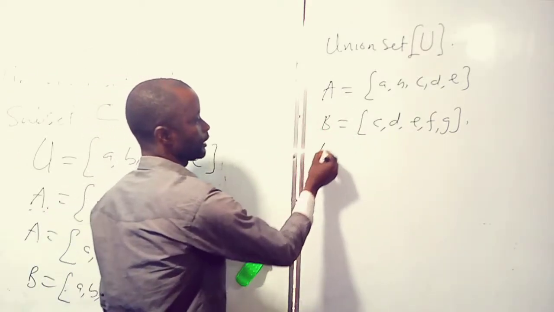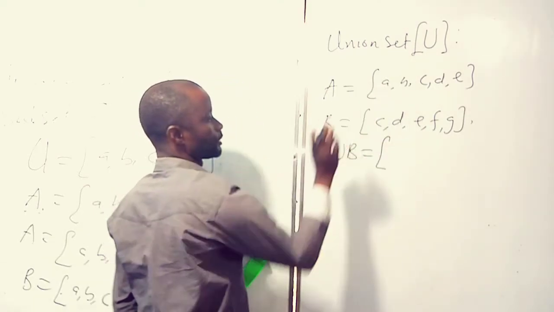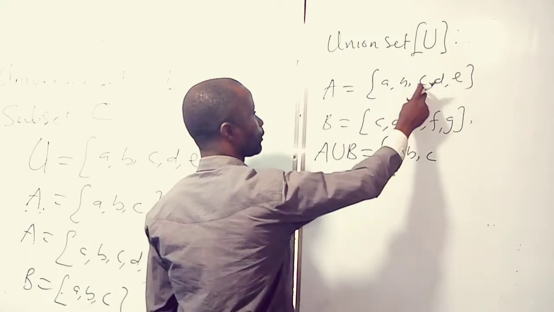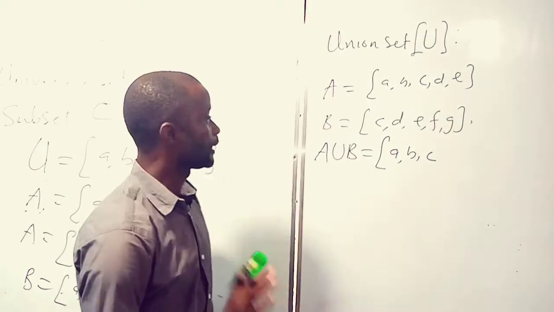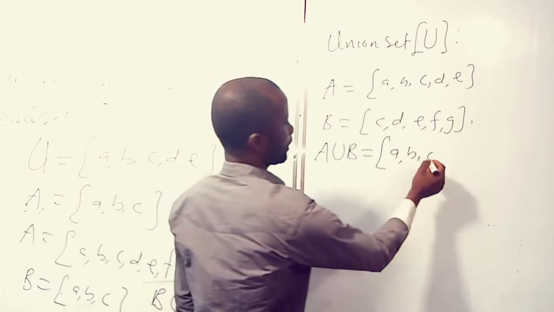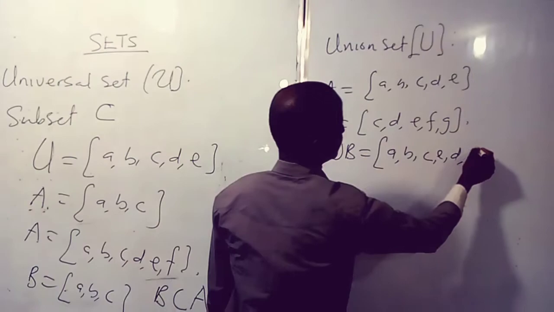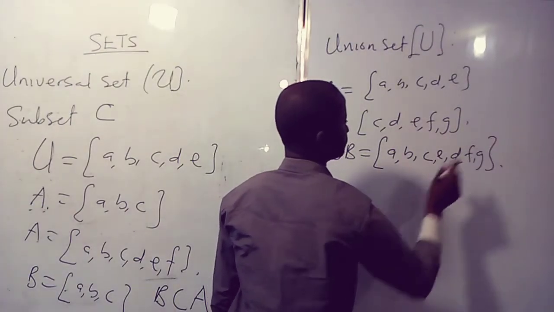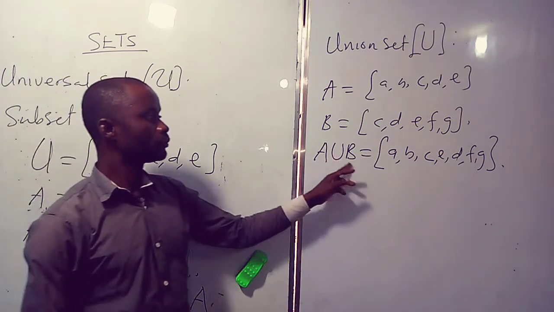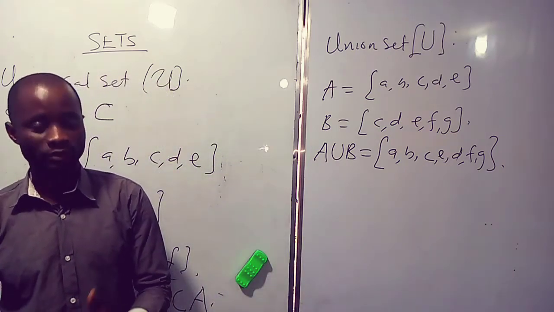That is, you are asked to list all the elements that are present in A and B. From this angle, you can say A union B equals, and then you start from set A: A, B, C. Remember not to repeat elements, because you have C and C here. Just pick one of them. Now you have C, D, E, F, and G without repeating any element. That shows that A union B is the list of all the elements that are present in the two subsets.